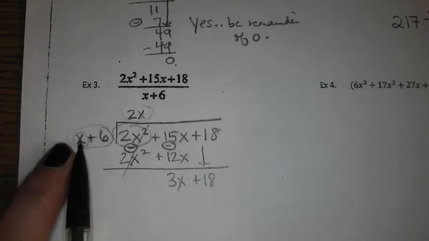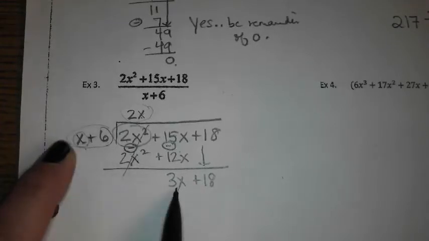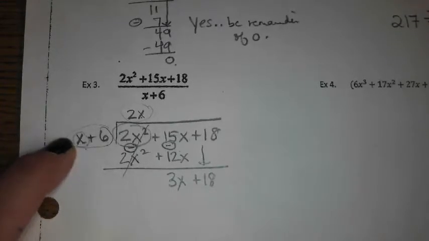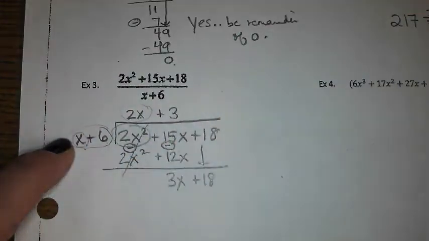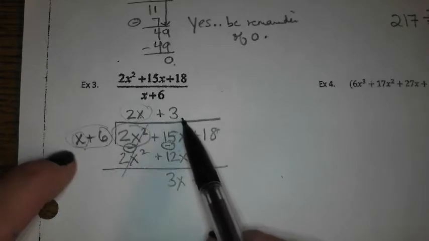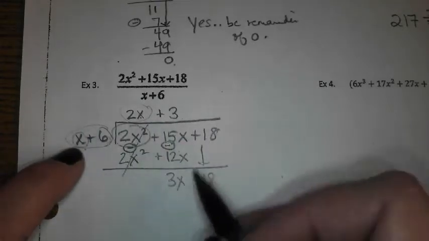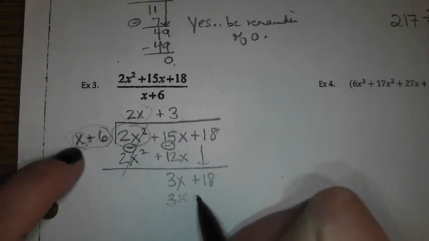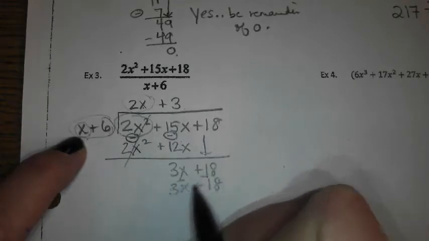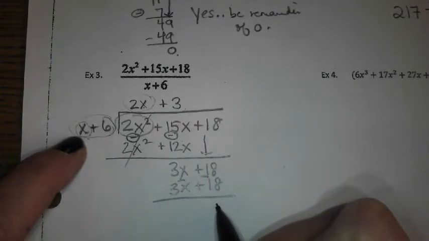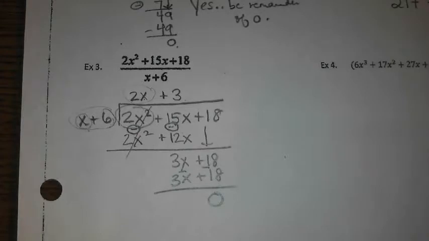But we only repeat with the leading term. x times what is 3x? So positive 3, right? Okay. So 3 now gets multiplied by x plus 6. Line it up. That'll give you 3x plus 18. Do your subtractions. And what do we get? 0. Was x plus 6 a factor? Yes, because it went in evenly, right?